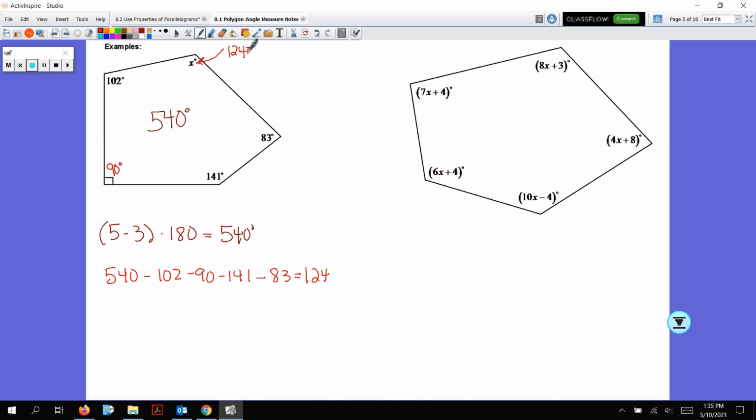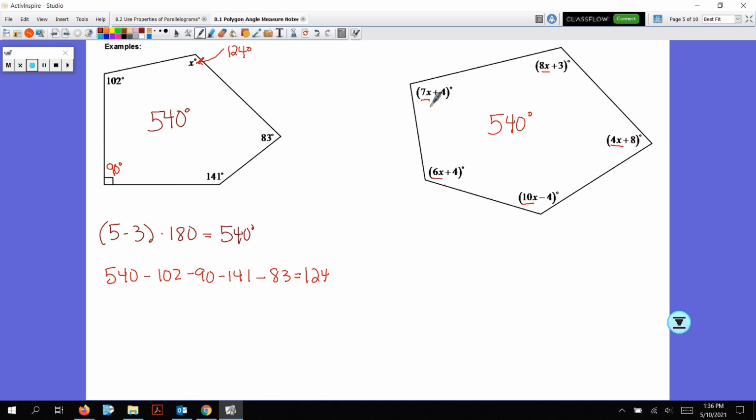Let's look over here. We have 1, 2, 3, 4, 5 sides again, so the interior sum is still 540. Now our angles are given in expressions, so you want to take your expressions and combine like terms. Add all your x terms together.